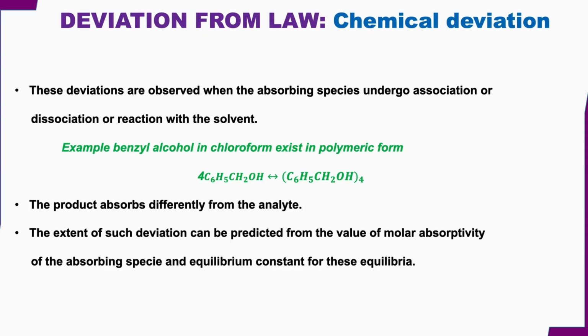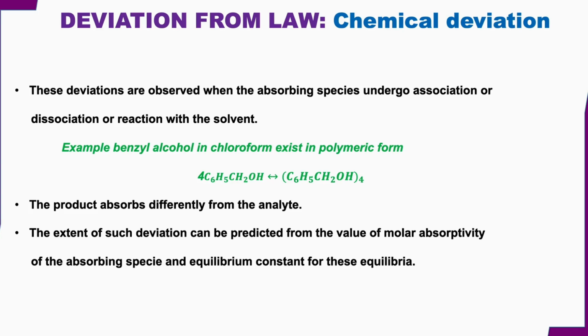Next we come to the chemical deviation. As we know, the real limitation depends upon the concentration, so our limitation there is the concentration of the sample. Chemical deviations occur when the absorbing species undergo association or dissociation, or any other reaction with the solvent, to give rise to products which absorb differently from the analyte. That means the product formed after the reaction gives absorption at some other wavelength as compared to the parent molecule.